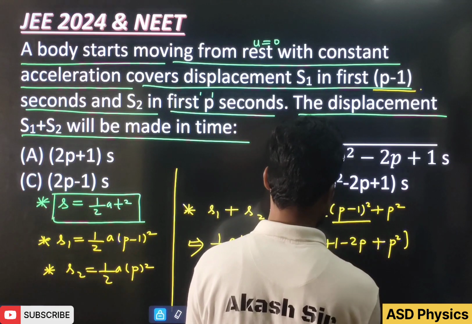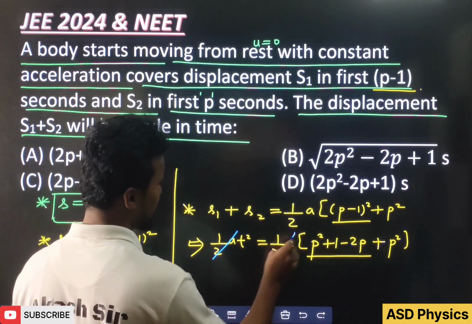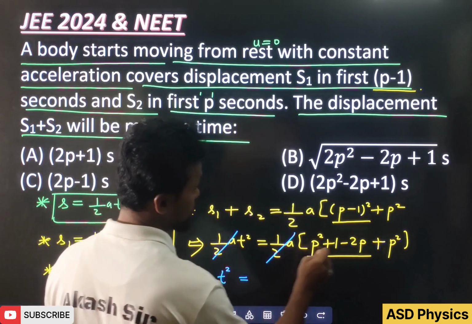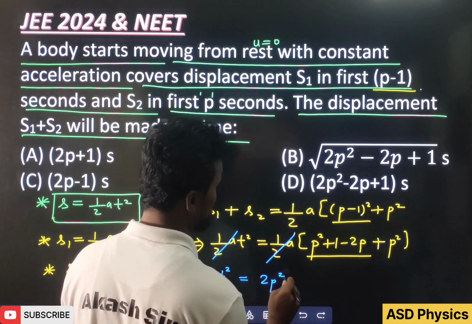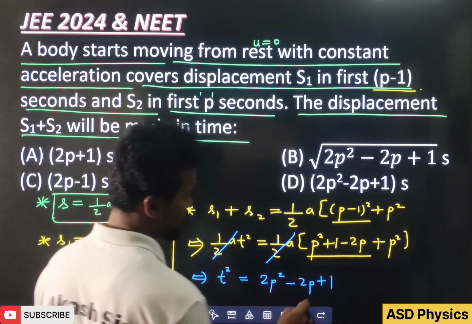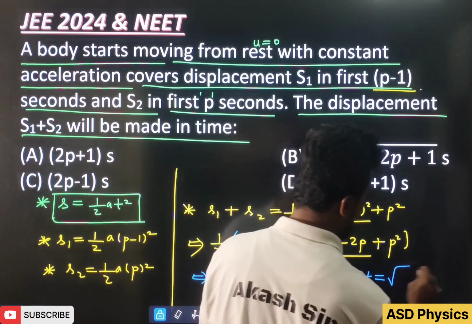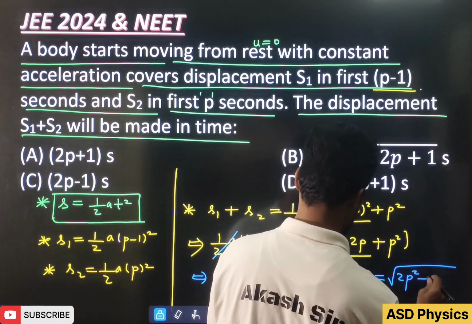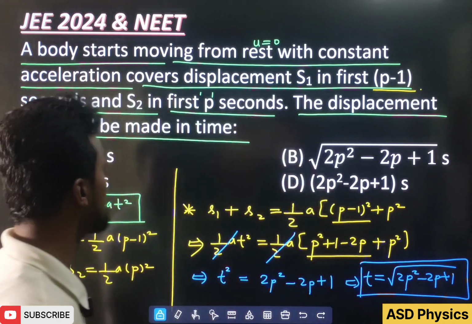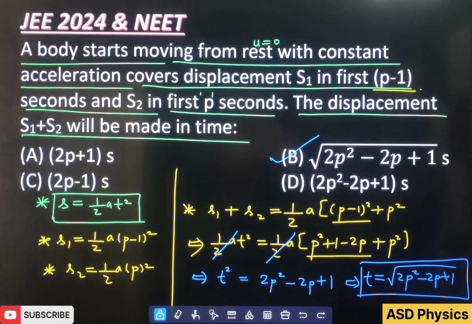(P minus 1) square, we have written this. So what will happen here? On both sides, half A and half A cancel. So we can write T square is equal to P square plus P square, 2P square, minus 2P plus 1. When you remove the square, you will send it to that side. So it will become, students, 2P square minus 2P plus 1. Kindly check it out. Are any options matching? Square root is only in one option. The correct option is Option B.